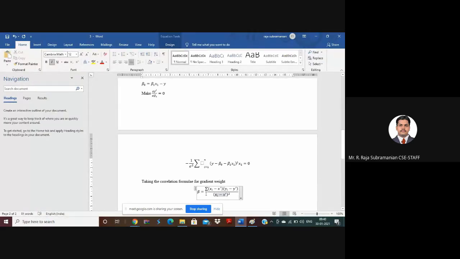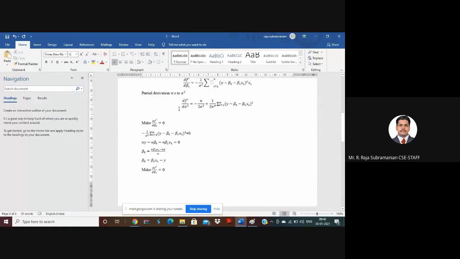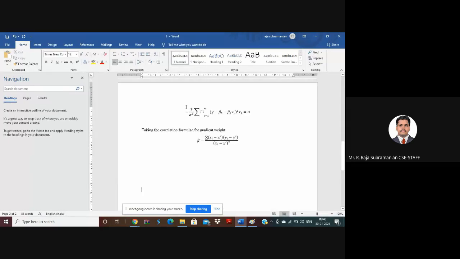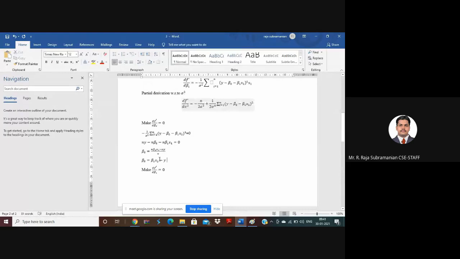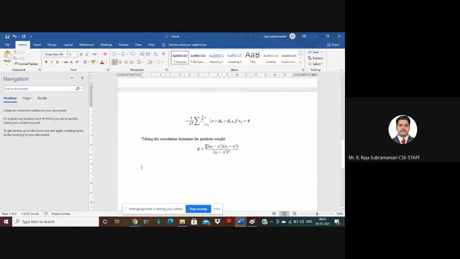Why am I doing this? We need a relation without any beta naught, beta 1 or sigma squared present here. So this is the relation for beta 1. If I use this relation, then I can easily find beta naught. Similarly, once I find beta naught and beta 1, in my sigma squared equation, if I make dou f dash by dou sigma squared equal to 0, in that equation I get both beta naught and beta 1. This is for beta 1, and I substitute it here. I can get beta naught also, and finally I can find sigma squared also. So that is why we use the correlation formula.